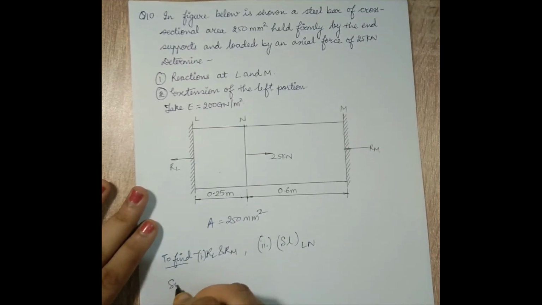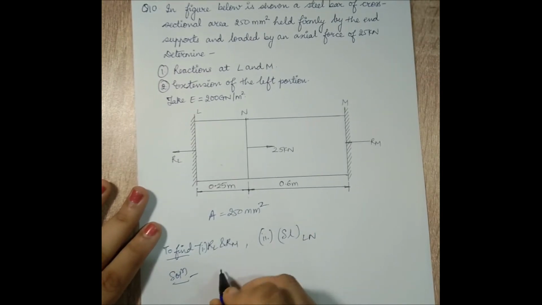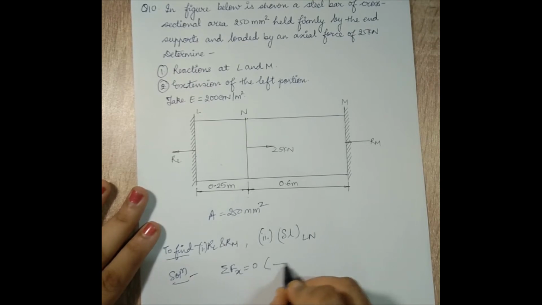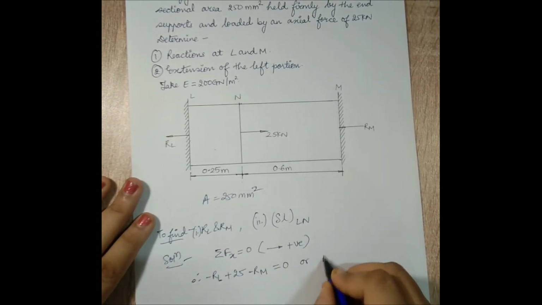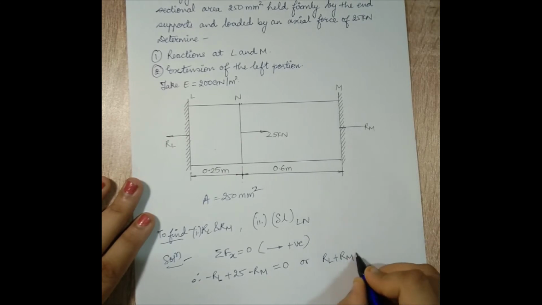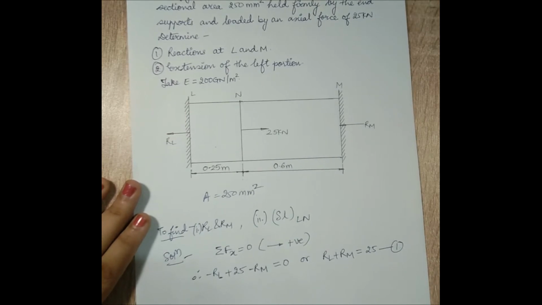The first thing that I need to observe is that RL and RM are unknown. So I will use the equation summation of force along x-axis is equal to 0. Any force moving towards the right is going to be positive according to my sign convention. I can observe RL goes towards the left, so minus RL. 25 goes towards the right, so plus, and RM goes towards the left, so minus RM is equal to 0. I can also say RL plus RM is equal to 25. This is equation number 1 which I obtain.